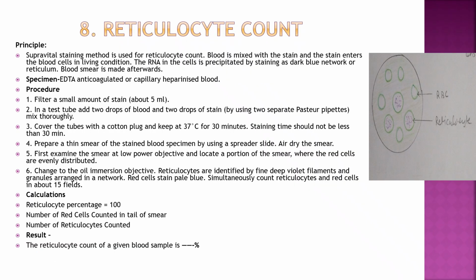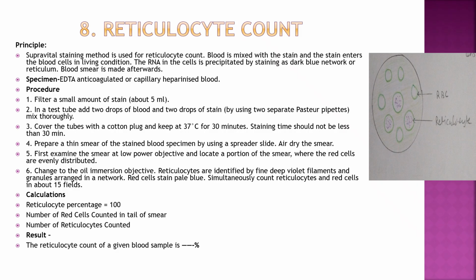Reticulocyte count: it is a supravital staining method. In that, blood is mixed with the stain, brilliant cresyl blue, and then the stain enters the blood cells in living condition. So RNA in the cells is precipitated by staining as a dark blue network or reticulum, and then a blood smear is made afterwards. Specimen: EDTA or capillary blood.